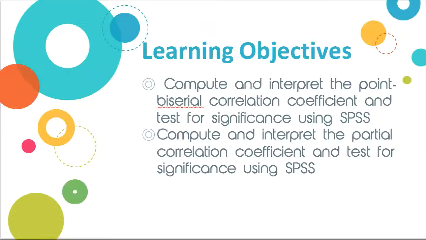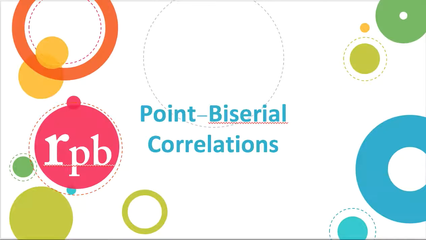In this lecture's lesson, you're going to know how to compute and interpret the Point-Biserial Correlation Coefficient and test for significance using SPSS, including how to write up the analysis in APA style. You'll also know how to compute and interpret the partial correlation coefficient and test for significance using SPSS, as well as how to write your interpretation in APA style. So let's begin with the point-biserial correlation and what that is.